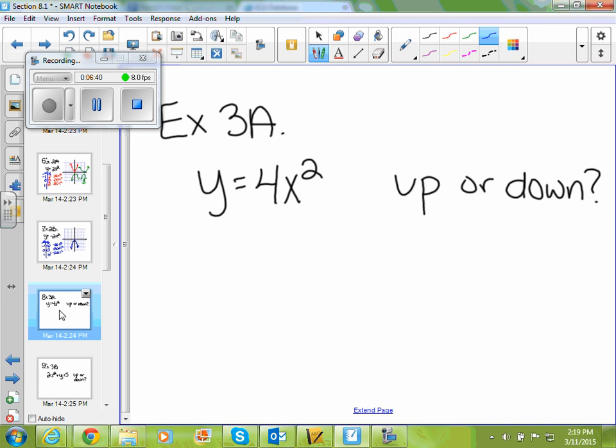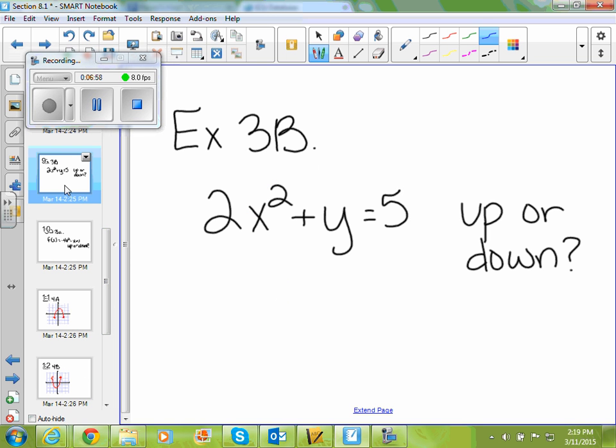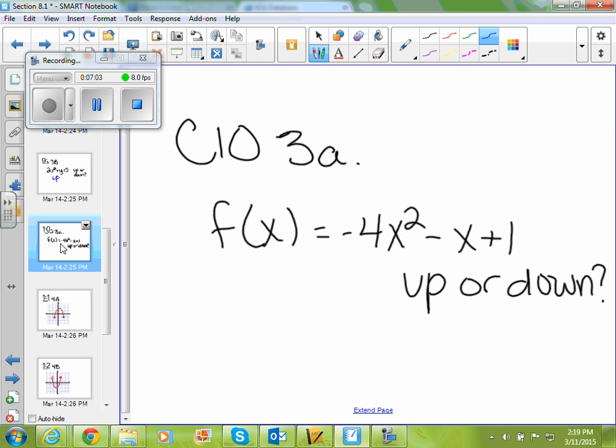Oh, vocab! I'm so proud of you. All of you are using the vocab. Okay, so if our leading coefficient is positive, what direction is it going? Up. Very good. And if our leading coefficient is negative, it goes down. Okay, so on 3b, up, up, up. And on 3a, down.